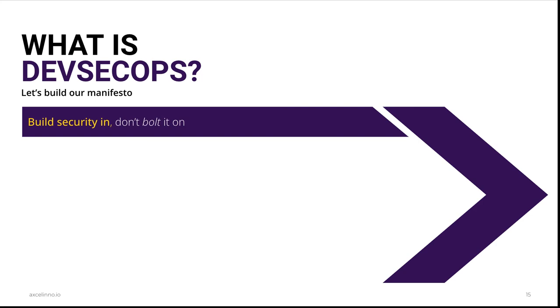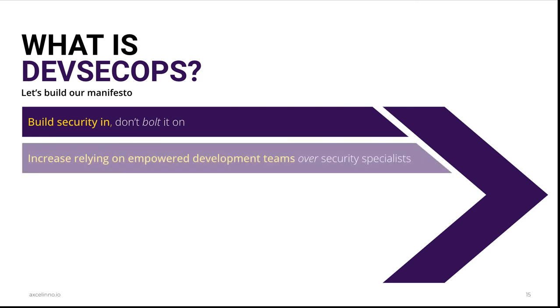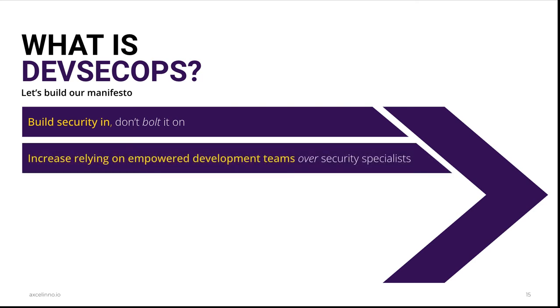So build security in, don't bolt it on. You want to increase relying on empowered development teams over security specialists. That's not only empowering developers, but also having those security specialists, and you need them, being part of the development process, not after the development process. That goes to the first point: don't bolt it on. This is actually about sharing and spreading the knowledge of security to everybody, and also building a bigger team of cross disciplines of security and development and operations and everything.